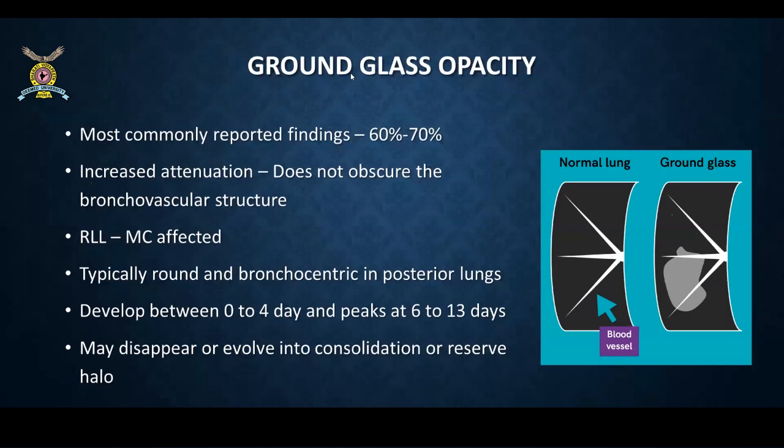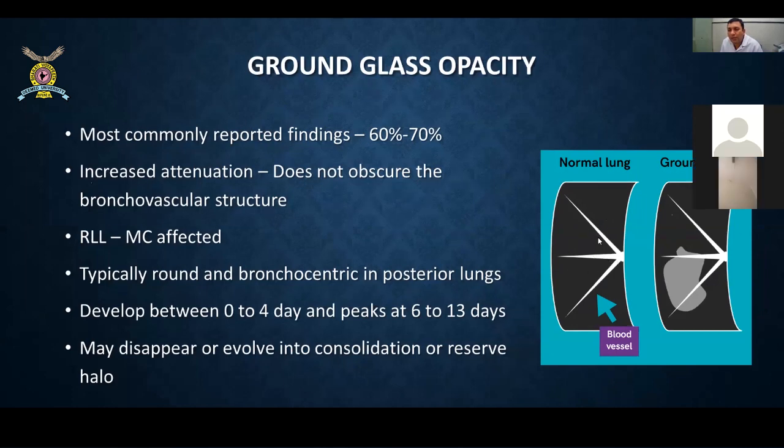Then what do we mean by ground glass opacity? So this is the diagrammatic representation of ground glass opacity. This is the normal lung. This black color is the normal lung, and these white lines are the vessels traversing through the lung. In this, you can see the radio-opacity here, and the vessels are seen traversing through the radio-opacity. So ground glass opacity means increased attenuation in the lung parenchyma that does not obscure the bronchovascular markings.